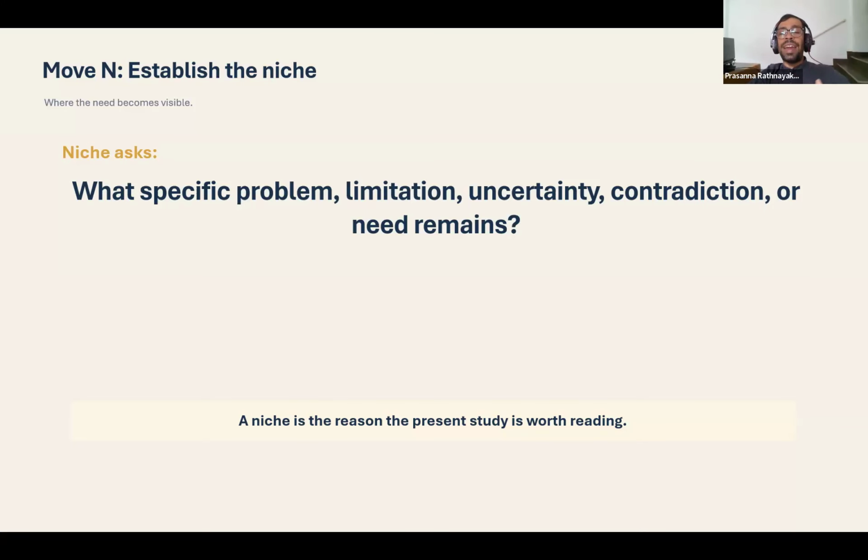If the niche is vague and exaggerated or disconnected from the purpose, your whole introduction is going to be weaker and weaker. Did you get the point? So it cannot be just a decorative gap phrase. It should be a clear but specific reason with which your study is going to be made necessary.